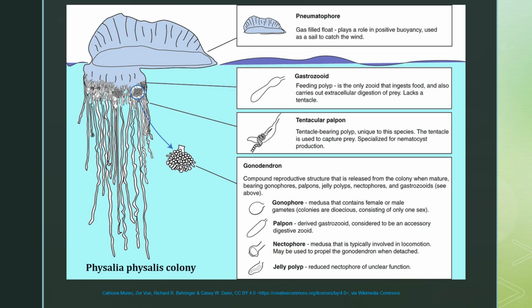This is a picture of a Physalia physalis colony, which shows the pneumatophore, a gas-filled float, which plays a very important role in positive buoyancy, and is used as a sail to catch the wind in Physalia. Then there are other structures which you can see, such as gastrozoids, tentacular palpons, and gonodendrons, which are also part of Physalia.